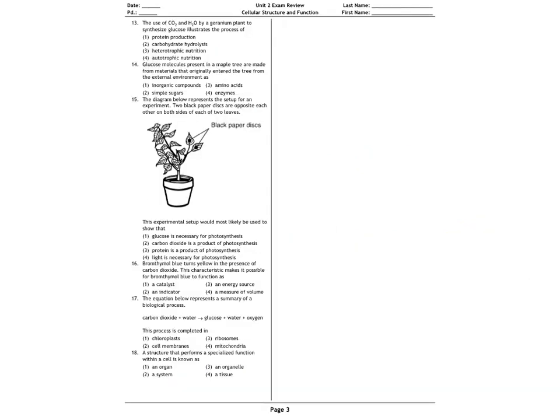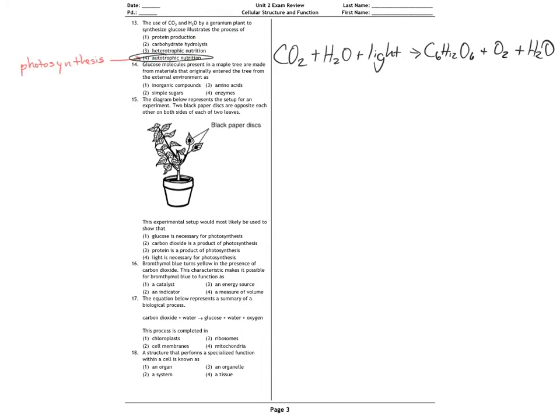13 and 14 are very similar questions. They both have to do with photosynthesis, which is represented in the equation at right. In number 13 specifically, they want to know about the use of carbon dioxide and water in a geranium plant to synthesize glucose. This, of course, illustrates the process of autotrophic nutrition, which is another name for photosynthesis. Number 14, however, is referring specifically to glucose molecules, which are highlighted here.